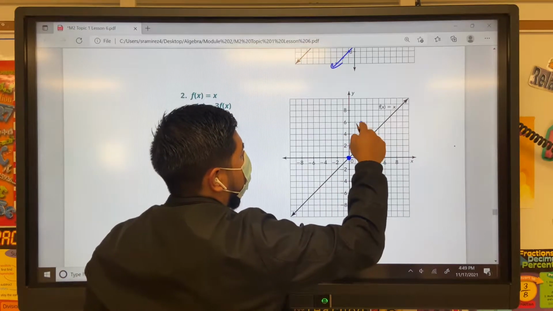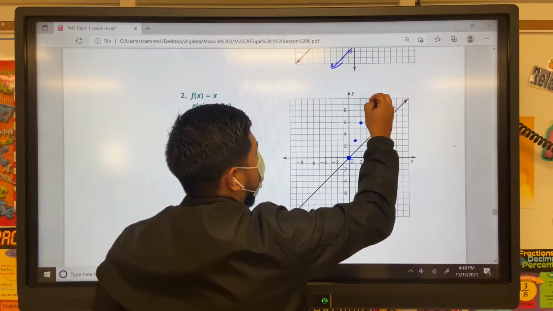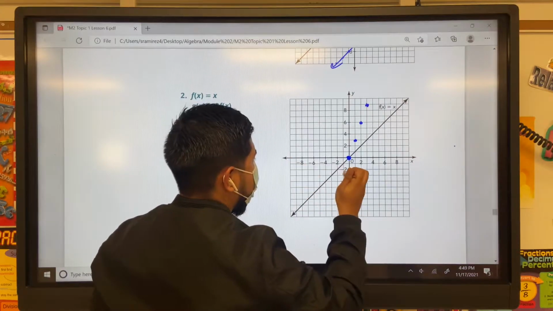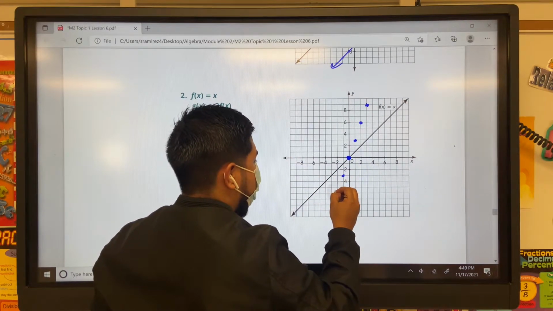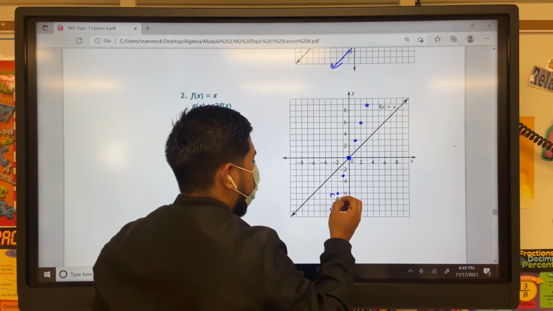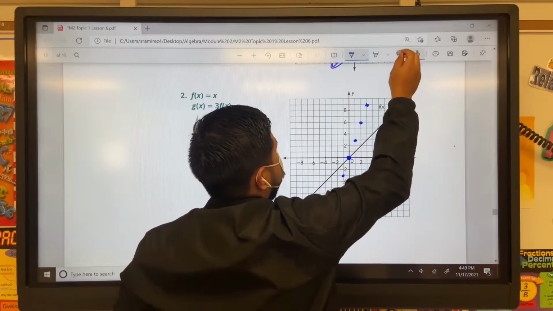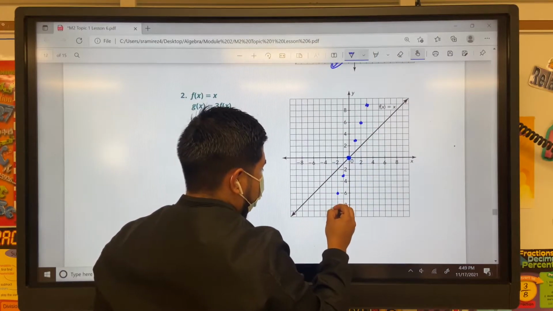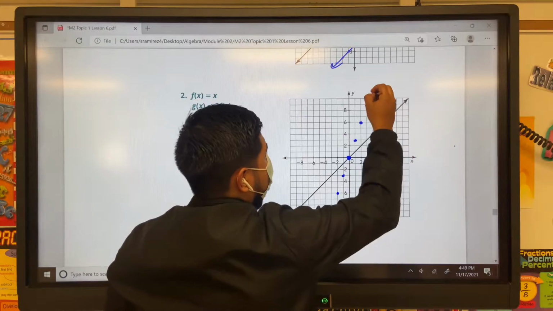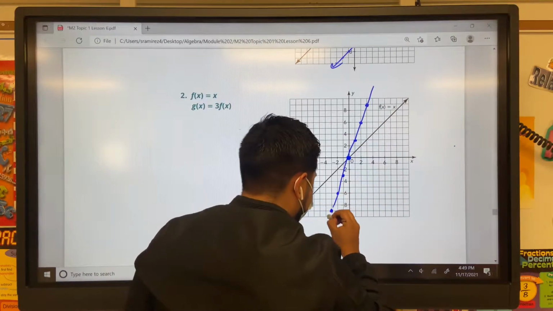Up 3, 1 over. Up 3, 1 over. If I go backwards, 1 over, 3 down. 1 over, 3 down. 1 over, oops, I don't want to do that, but let me erase it real quick. 1 over, 3 down. Make our nice line. Boom.